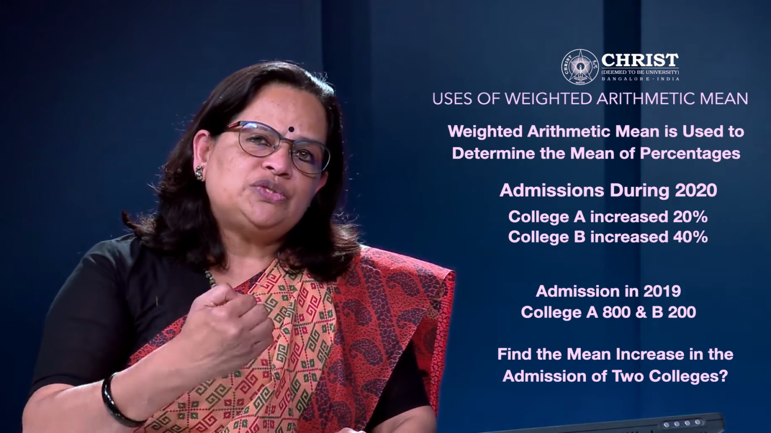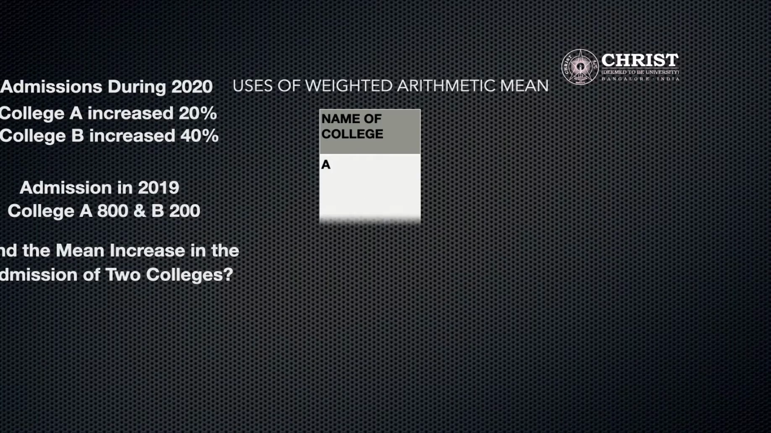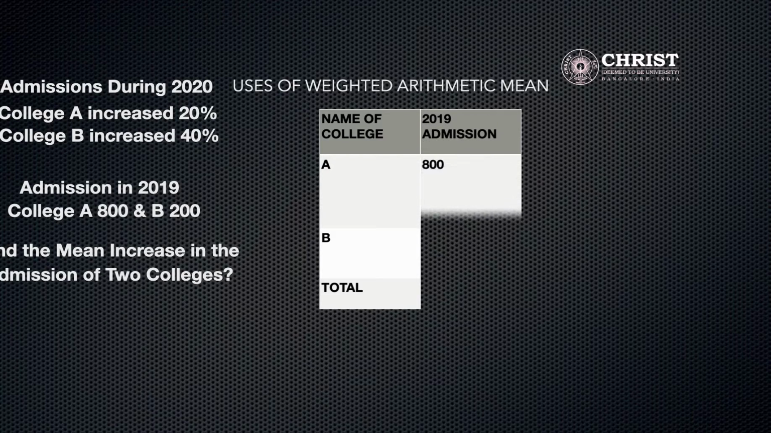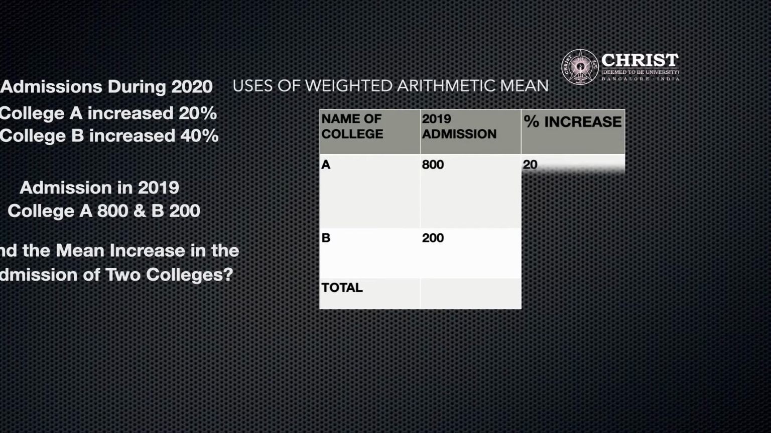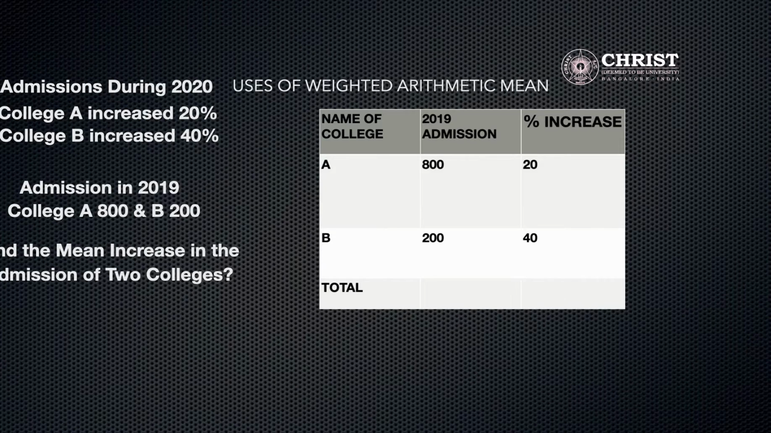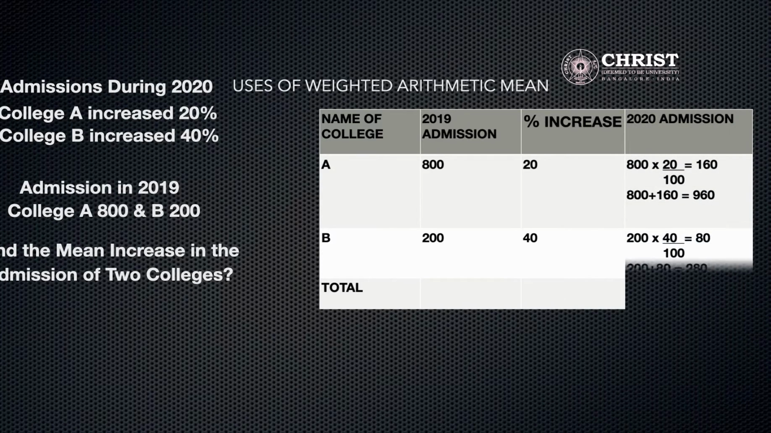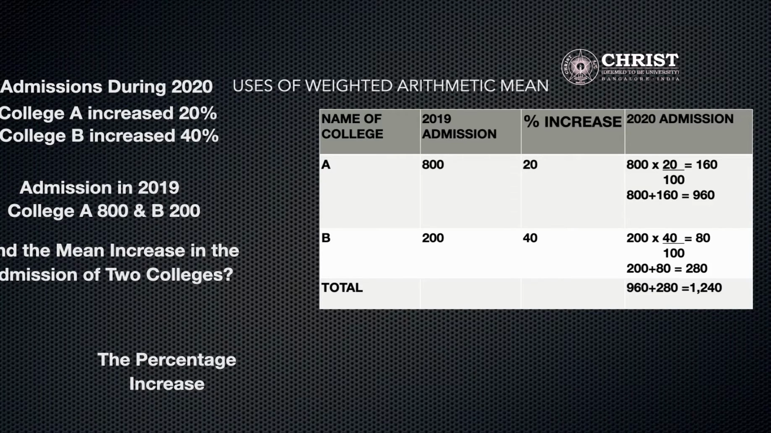So we can calculate using the weighted arithmetic mean. For colleges A and B, 2019 admissions were 800 and 200. The percentage increase is 20 and 40. So the 2020 admission is 800 plus 800 into 20 by 100, so it's 960 students. For the second college, 200 into 40 by 100 is 80, plus 200, that is 280. So the total 2020 admission is 960 plus 280, that is equal to 1240.